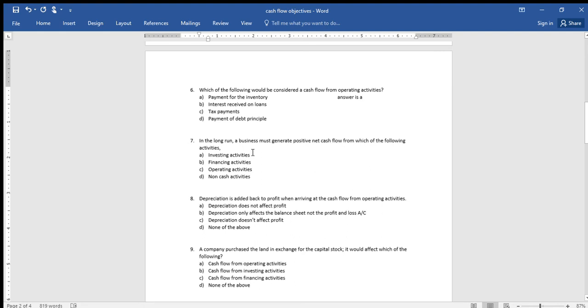Then question 7. In the long run, a business must generate positive net cash flow from which of the following activities? First is investing activities, second financing activities, third operating activities, then D, none of the above.